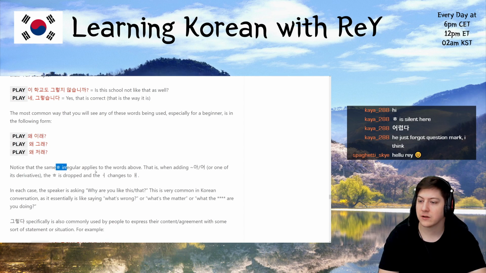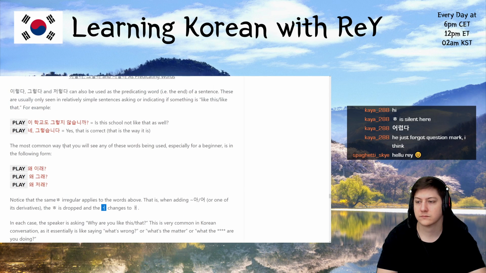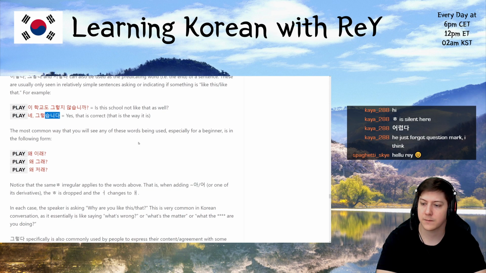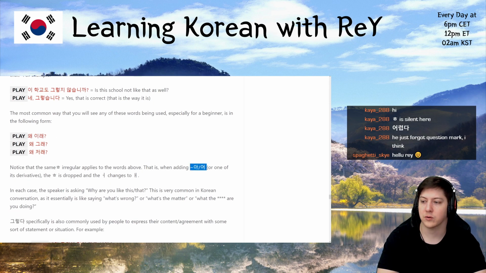Notice that the same H irregular applies to the words above. That is, when adding A or O, the H is dropped and the O changes to an A. In these two cases we didn't have that because we are not adding A or O. We add G here and here we add simnida. So this is the first time we add A or O.